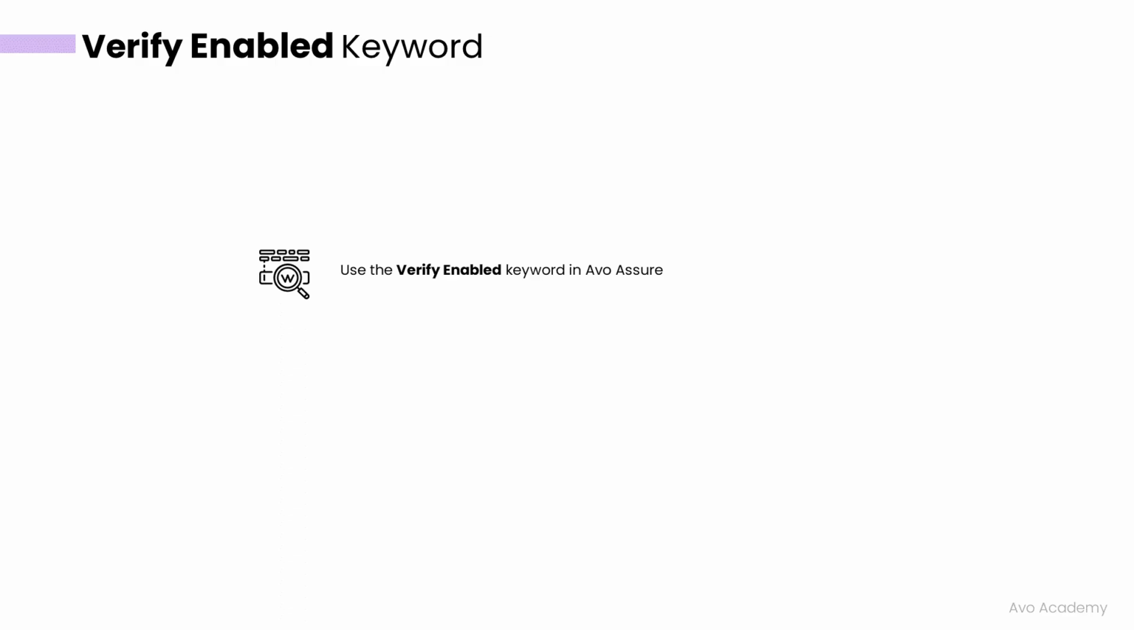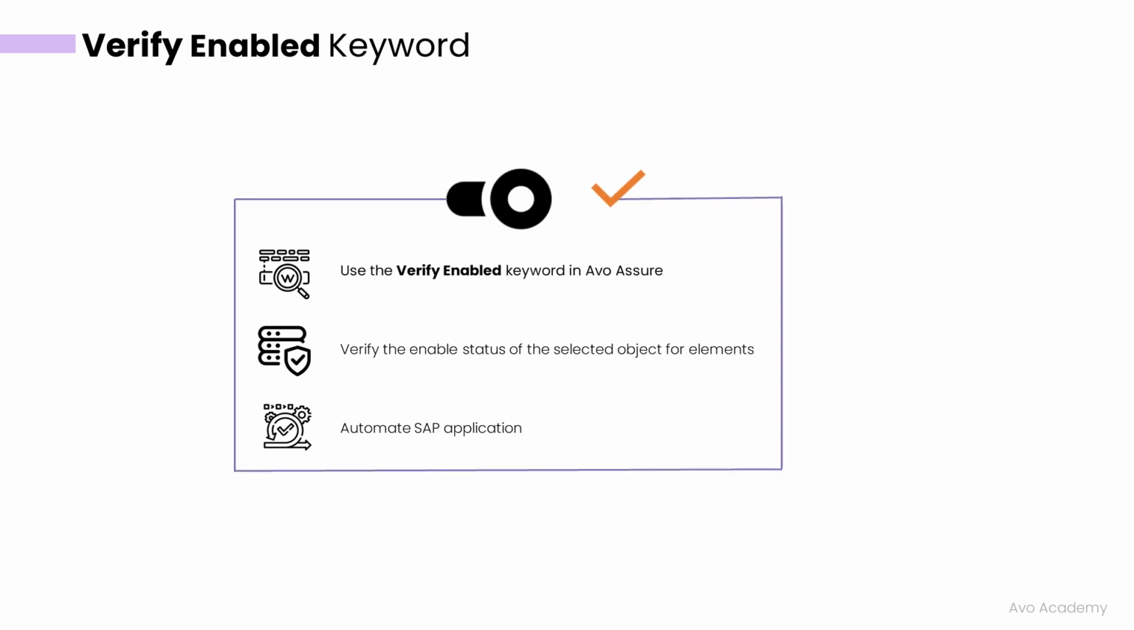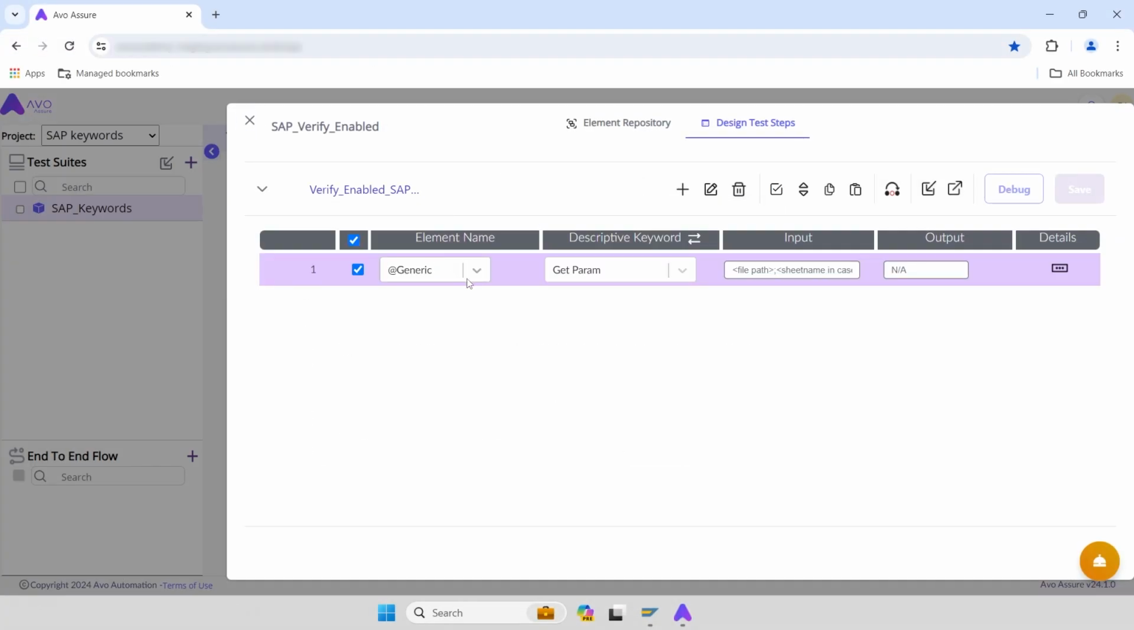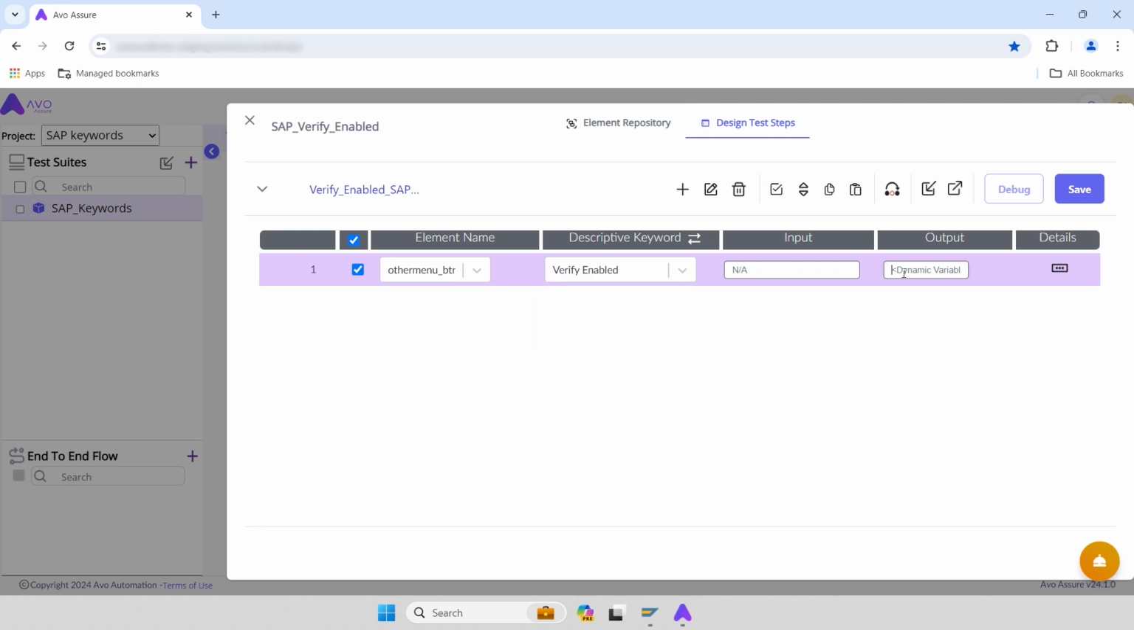In this video, you will see how to use the Verify Enabled keyword in Avo Assure to verify the enable status of the selected object, such as clicking or providing text input for elements within SAP application when automating it. Begin by adding the first test step by selecting author menu _btn as the element name and verify enabled as the keyword. Enter result within curly brackets in the output field to reflect the status after execution.